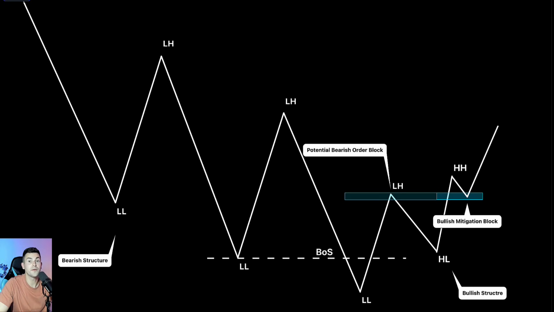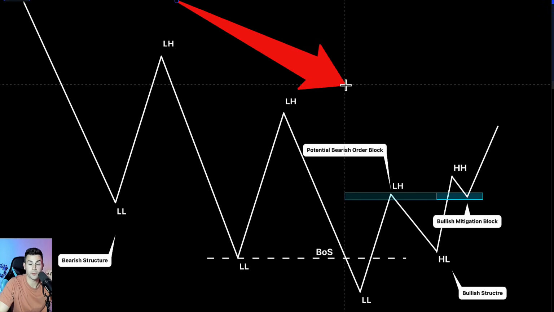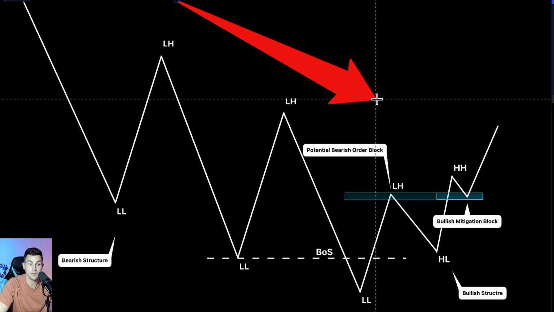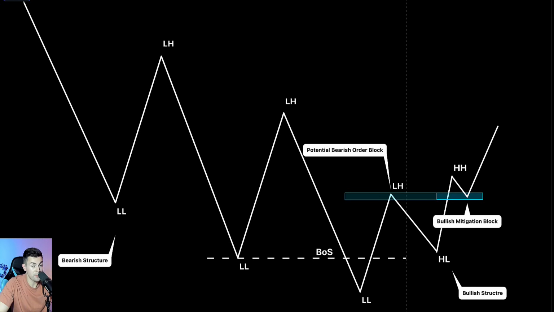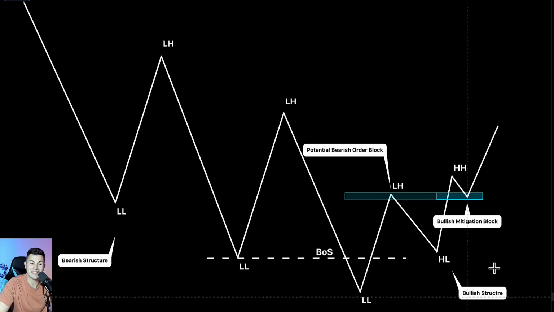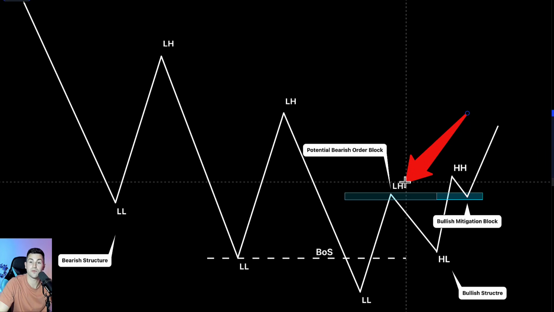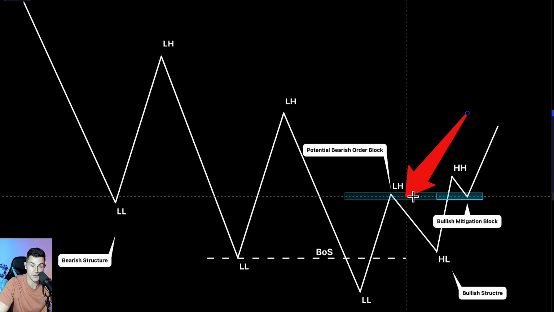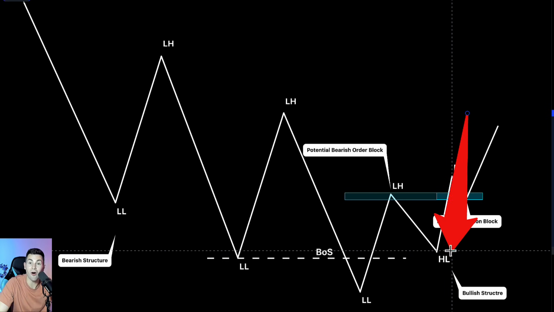That's a complete model of a bullish mitigation block creation. First, the market should be in a bearish structure and trade in a bearish trend. The market should stop updating lower lows, and instead, after a formation of a potential bearish order block zone, the market should form a higher low.